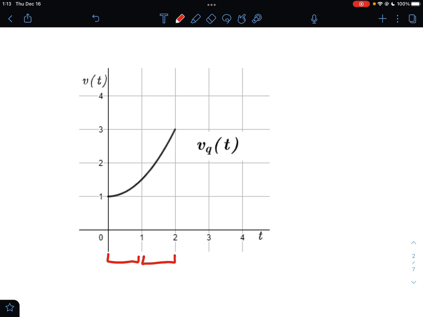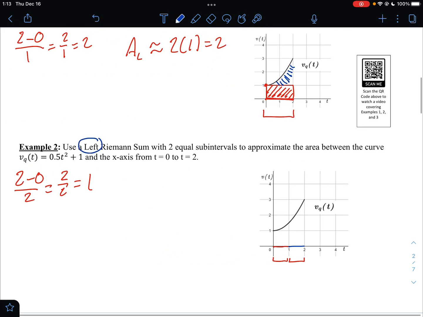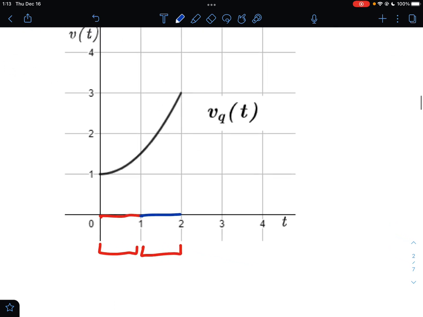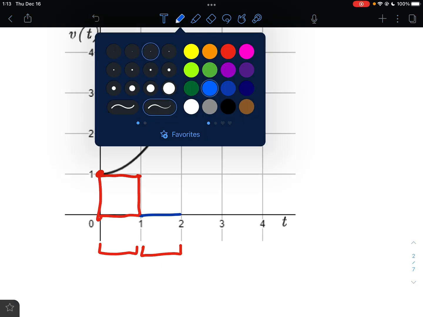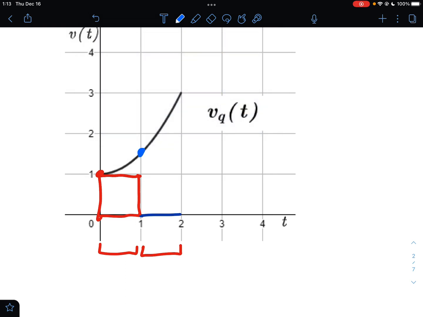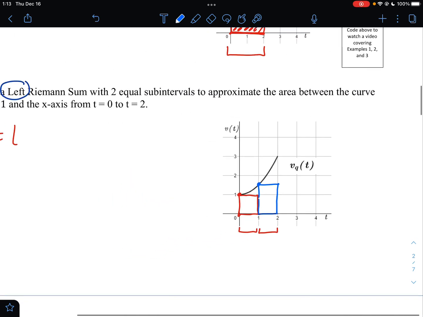And again, how do we know which height to use? Left again. For each rectangle, we're going to take the leftmost height. So for this red rectangle, this is the leftmost height, so this is the rectangle we'll find there. And for the blue rectangle, this is the height, so this is the rectangle we'll find there. Those are the 2 areas we're going to find, then add them together and see what we get.